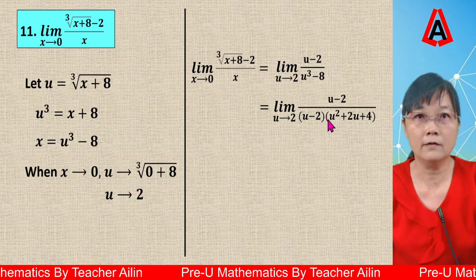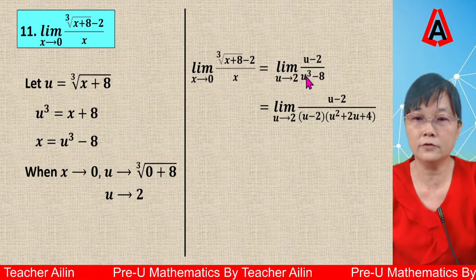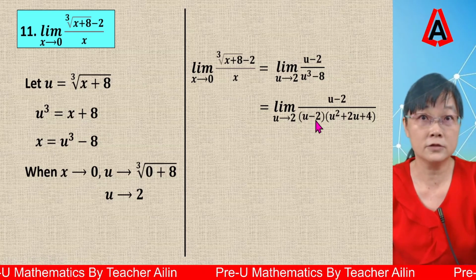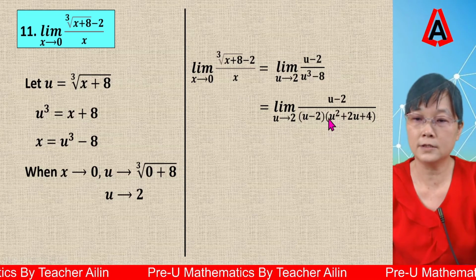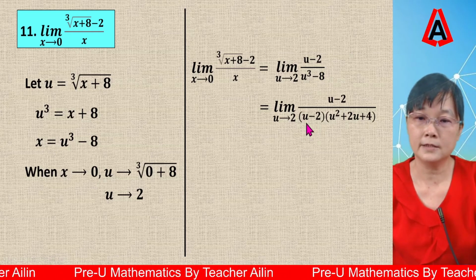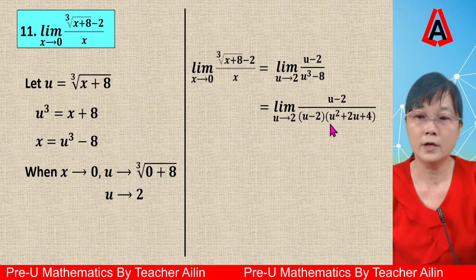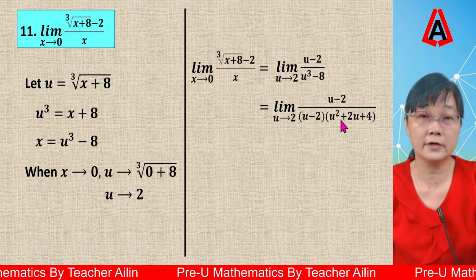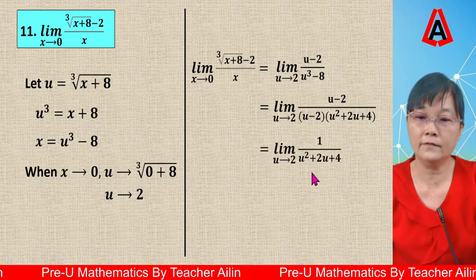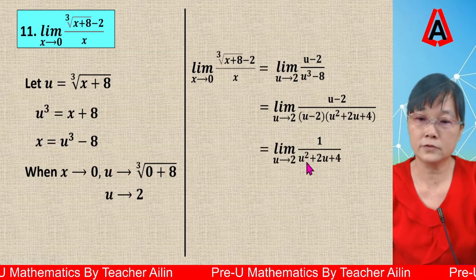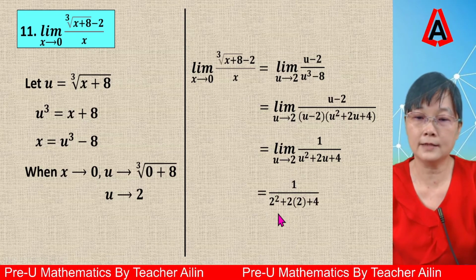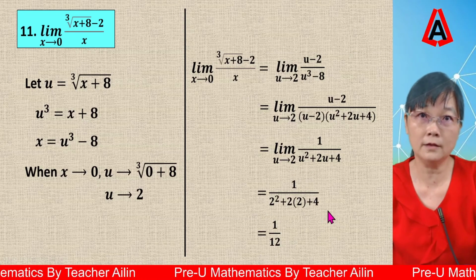So when I carry out long division to divide u power 3 minus 8 by the divisor u minus 2, then I'll get the quotient here. So u power 3 minus 8 is equal to u minus 2 multiplied by this quadratic. And notice that u minus 2 can be cancelled off. After cancelling u minus 2, now I substitute u with 2 and I find that the answer is equal to 1 over 12.